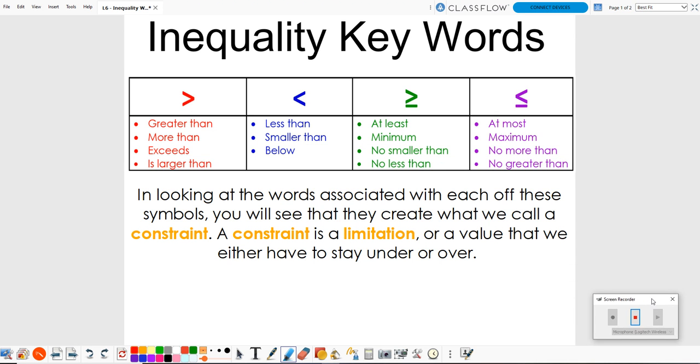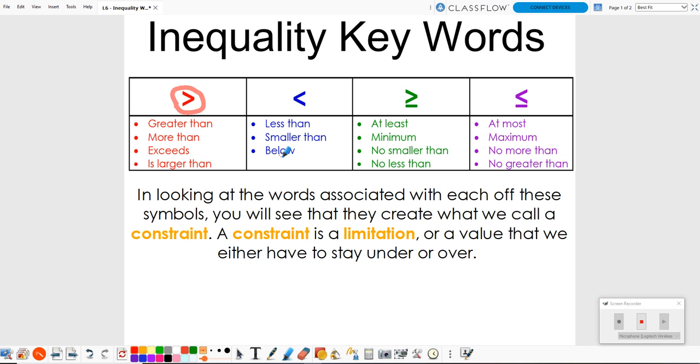When you're solving an inequality word problem, you need to keep in mind what your inequality symbols mean. And there are going to be some key words that you need to look for that you won't have if you just had an equation word problem. So when you read a word problem, if you see things like greater than, more than, exceeds, is larger than, that means you're going to use a greater than symbol.